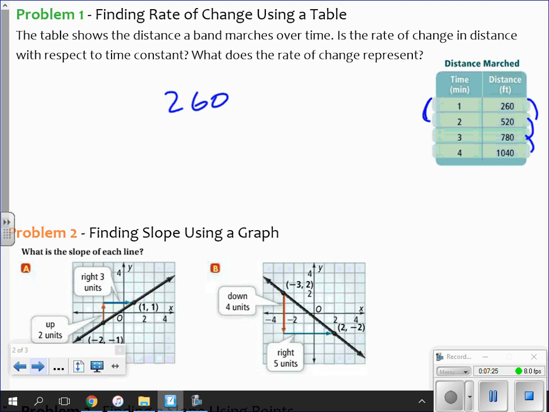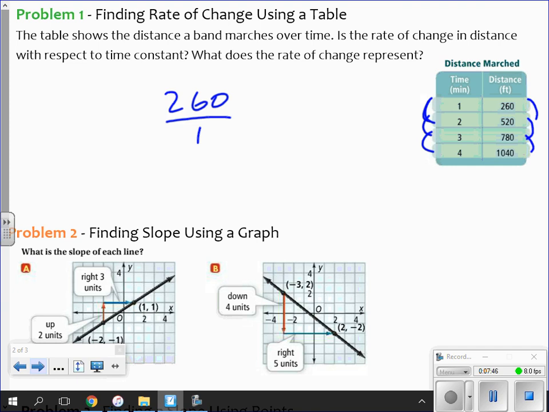From 1 to 2 goes up 1. Okay, when I go from 1 to 2, how much am I increasing? I'm increasing by 1. Okay, when I go from 2 to 3, am I going up by the same amount? Yeah. If I go from 3 to 4, am I going up by the same amount? Yeah, I'm going up by the same amount.